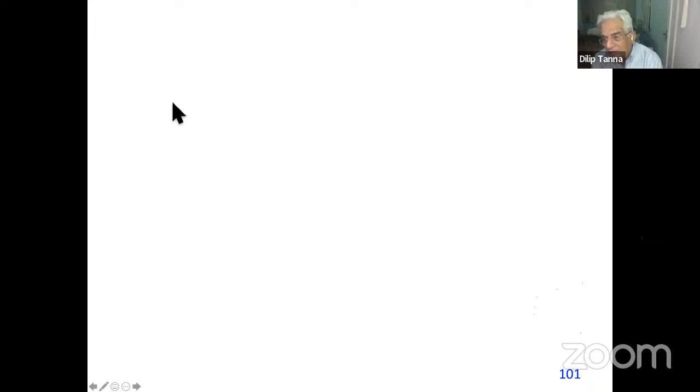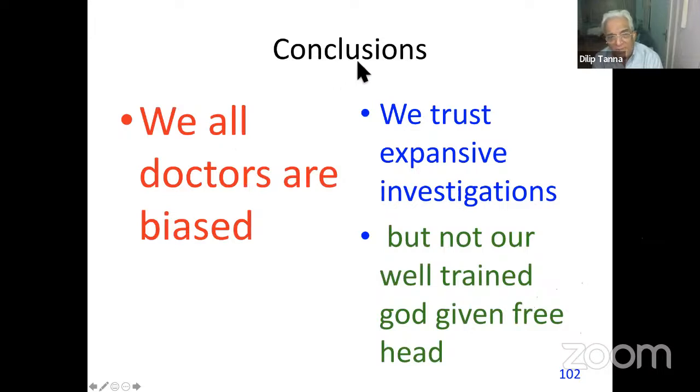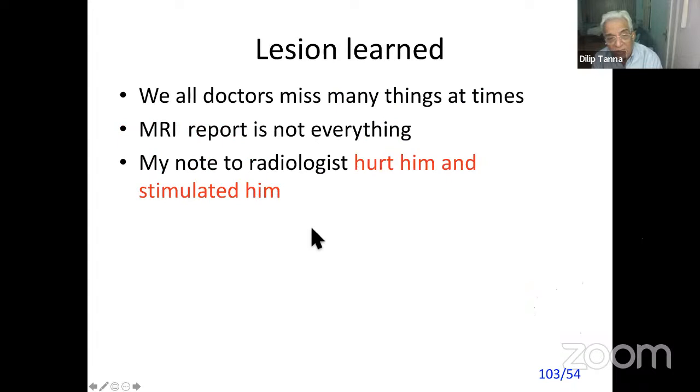And today he's about 3 to 4 months in and he's perfectly all right. And he's taking the treatment. We all doctors are biased. We trust expensive investigation, but not our well-trained, God-given free head.